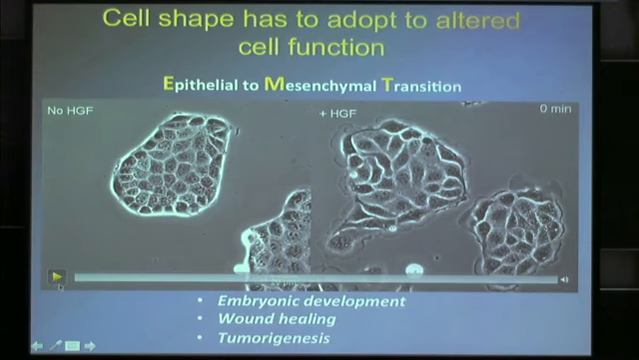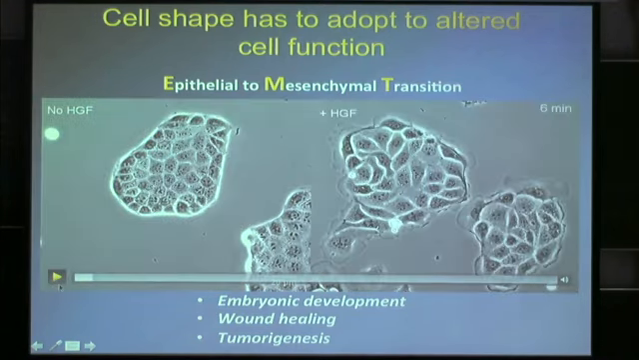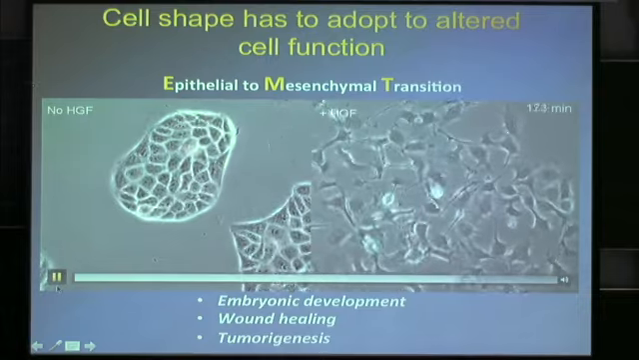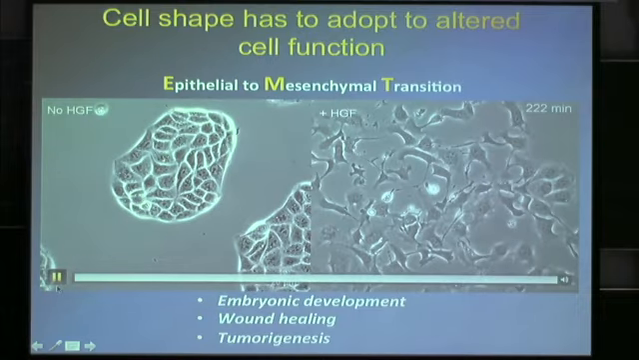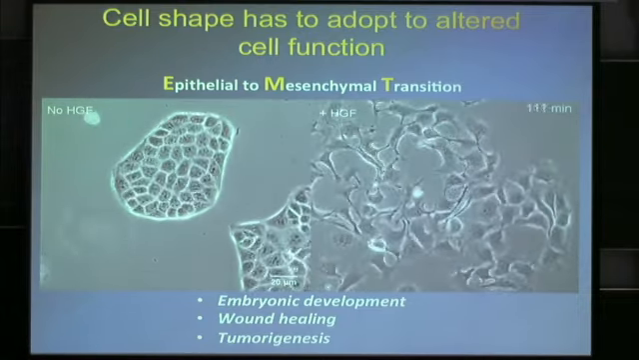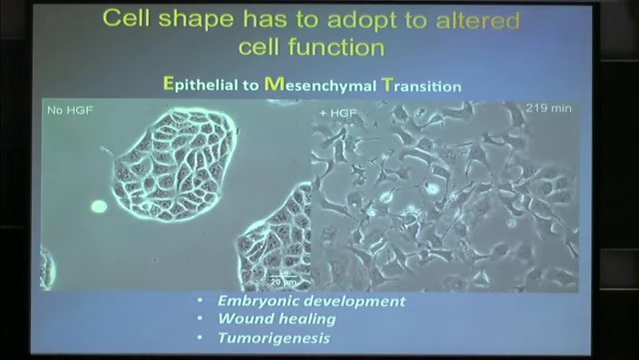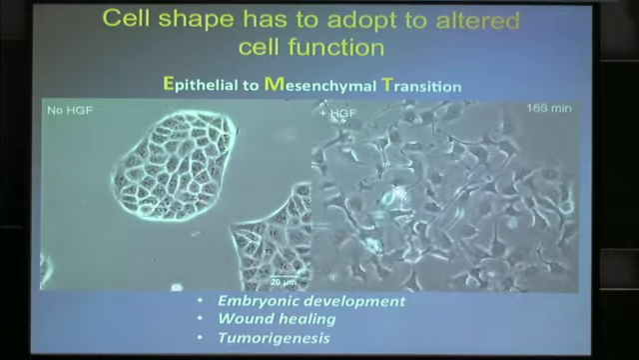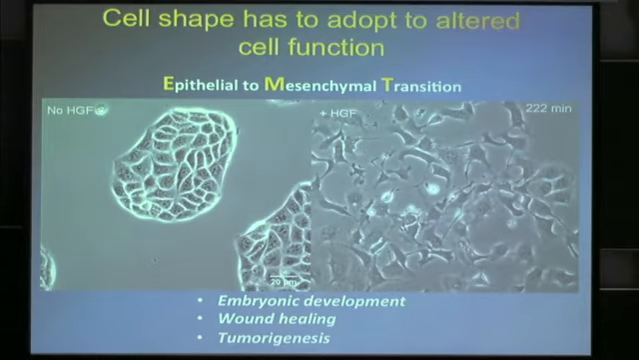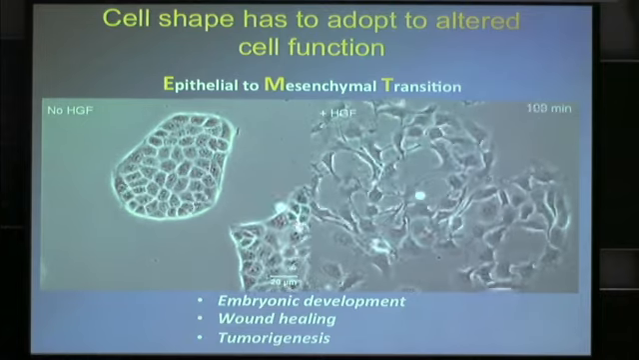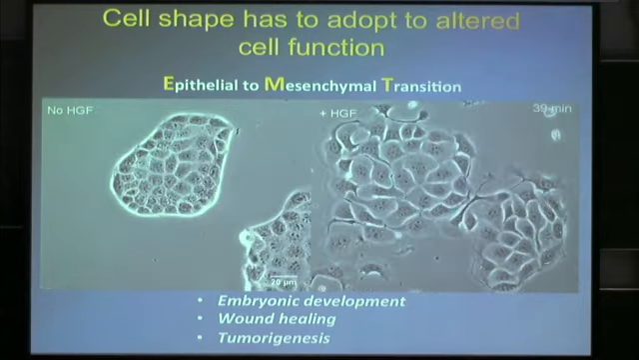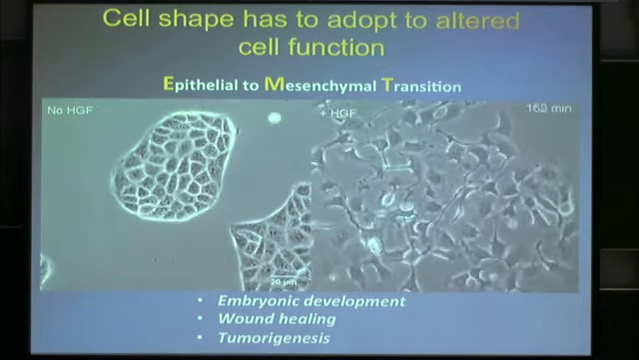There we see really nicely that those cell colonies, if you don't treat them at all and just leave them in culture, will turn around and move a little bit, but they will stick within the colony. However, if you add this growth factor, they change their morphology completely and adopt migratory behavior.